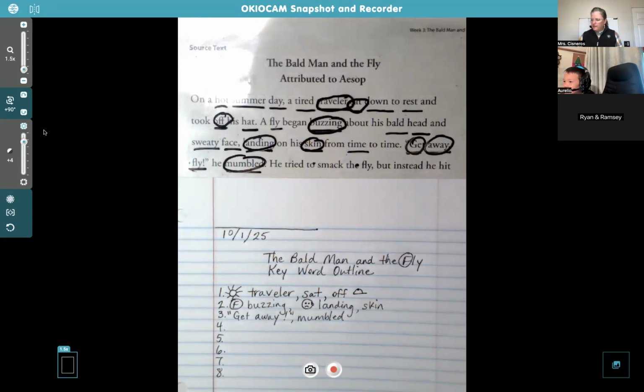I did that too when a fly came to my head and started ignoring me when I was playing cornhole. They're the worst. They're so annoying.